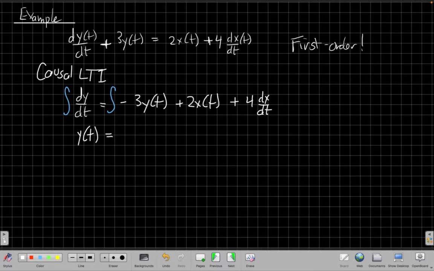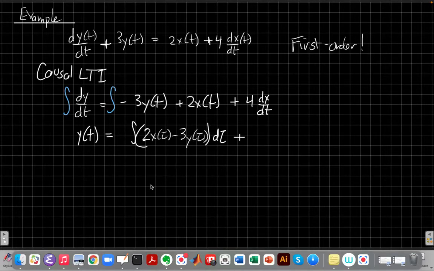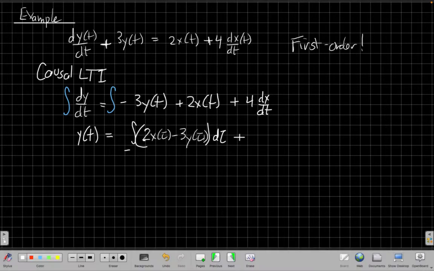Then on the right-hand side, I get the integral of y and x, and I'm going to put those together inside the same integrand. I've done them in terms of the dummy integration variable tau here because I've got a running integral, the integral from minus infinity to t. And on this last term, when I take the integral, it cancels the derivative, and I get a 4x of t.